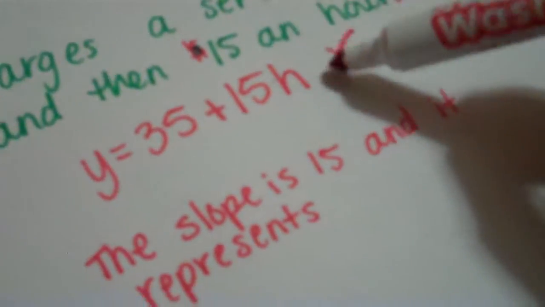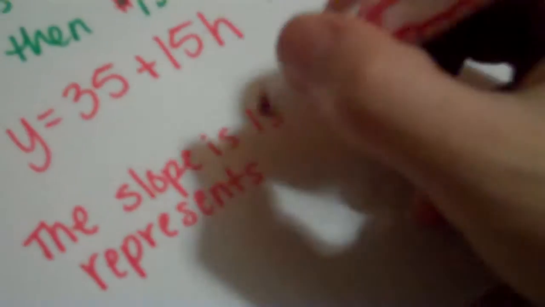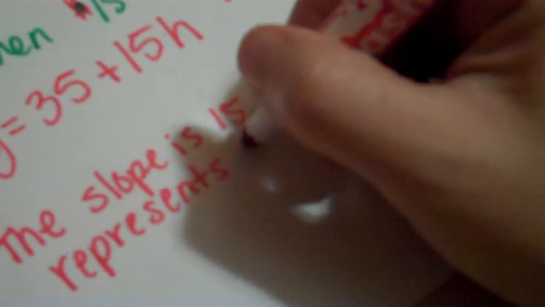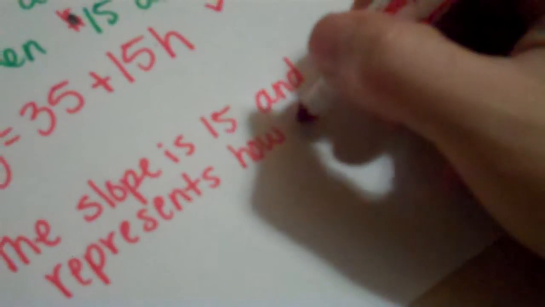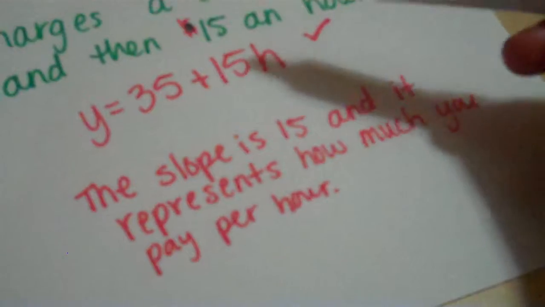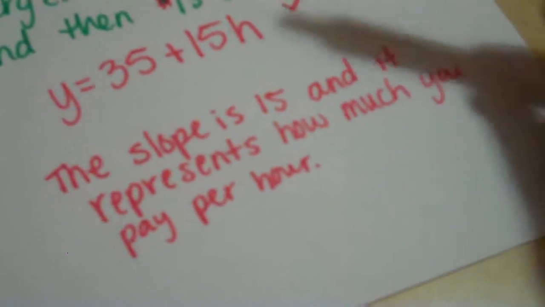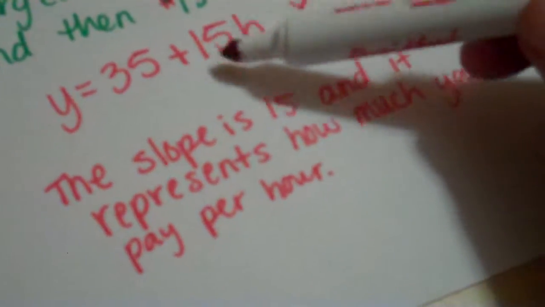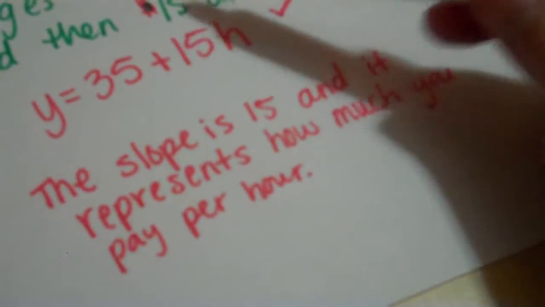Dollars per hour, right? So you can put it represents the charge per hour or how many dollars per hour or whatever you want to put. I'm going to put represents how much you pay per hour. Okay, something like that, but that's what it means. Okay, it doesn't represent hours. A lot of people put that. It represents the hours. No, the slope represents how much money you're having to pay per hour.